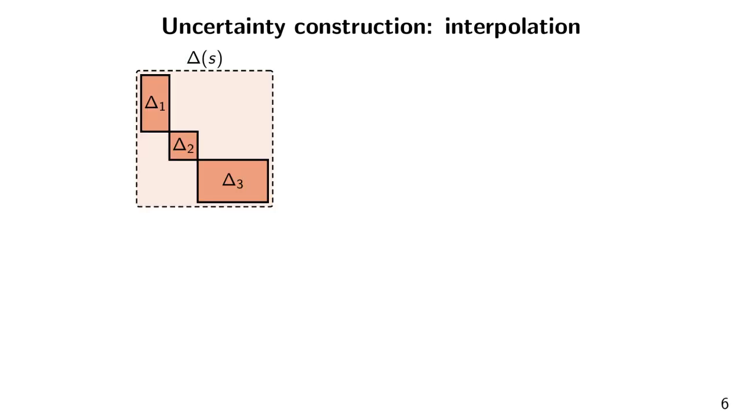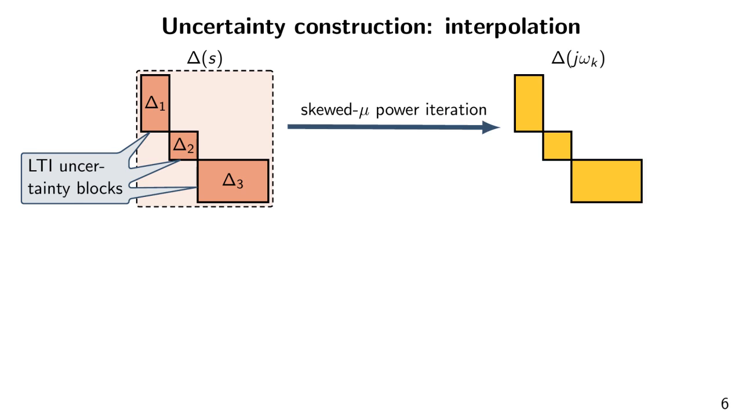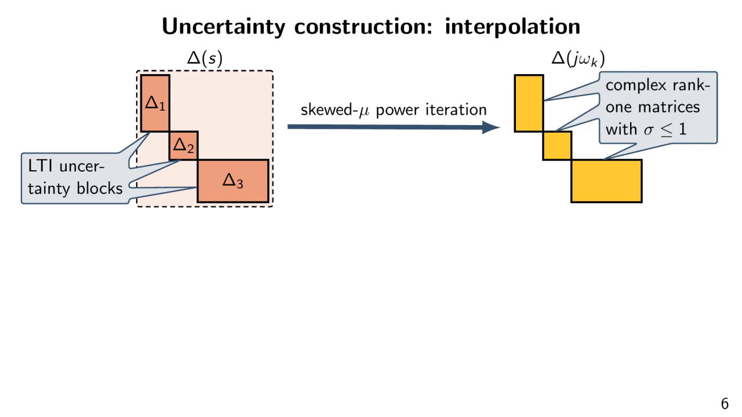These are the steps of the uncertainty construction. First, we have delta as an LTI system with 3 blocks. We apply the skewed mu power iteration at the given frequency omega k. We obtain a complex matrix sample of each block of the uncertainty. This sample drives the gain of the system to its maximum at the frequency omega k. Because of the properties of the skewed mu power iteration, the blocks of the matrix sample are rank 1.